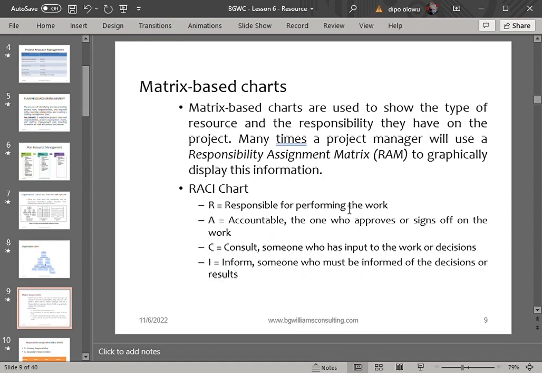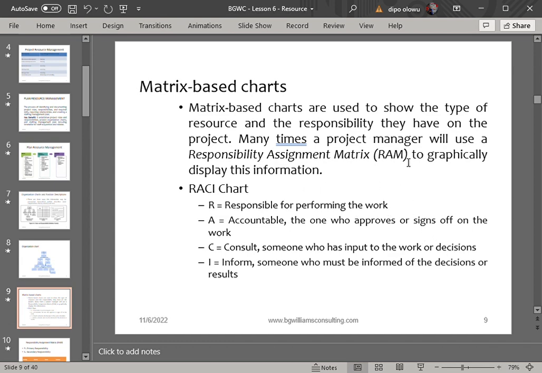Then apart from the organizational chart, we can also make use of the matrix-based chart. The matrix-based chart is simply that form of chart that is used to show the type of resources that want to be assigned and the responsibility that those resources will be carrying out in the project. So the matrix-based chart is graphical, and under it we have two different categories.